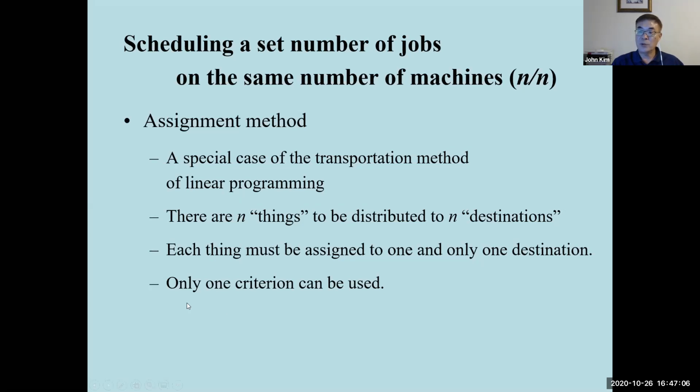Then only one criterion can be used, like minimize cost, minimize time, or maximize profit, and so on. So use only one criterion, not multiple.